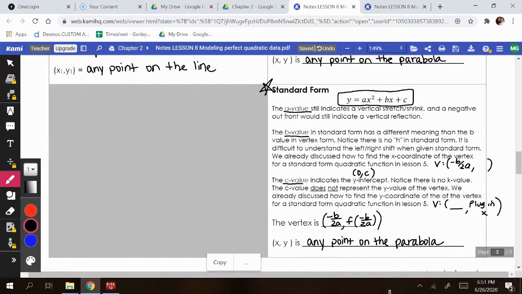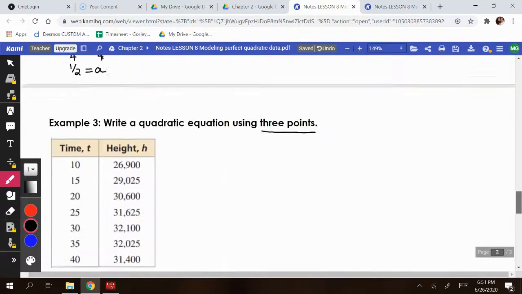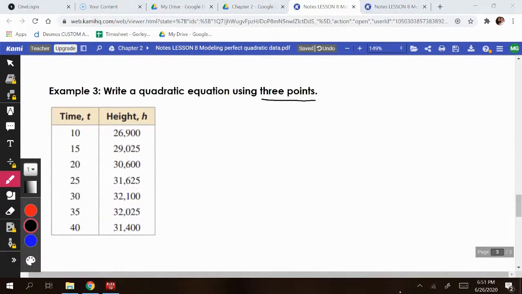This is an example where we're going to use standard form to help us. We're going to write a system of equations and solve it. That's why we went over systems of equations in Unit 1. Let's just remind ourselves what standard form looks like: ax squared plus bx plus c. And again, we're using standard form because we don't know the vertex or the x-intercepts. So we have to set up a system.